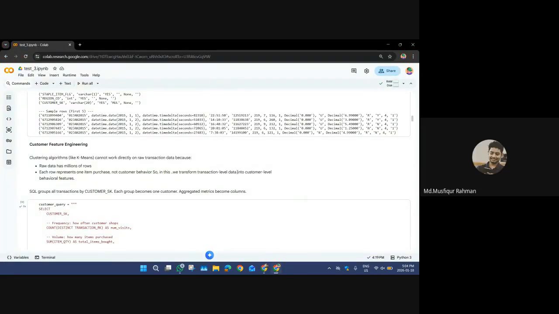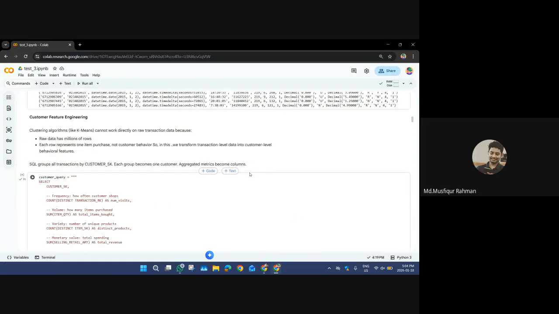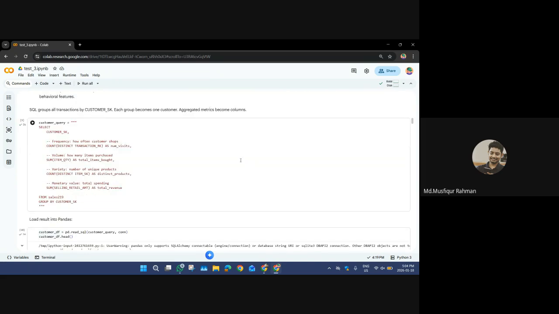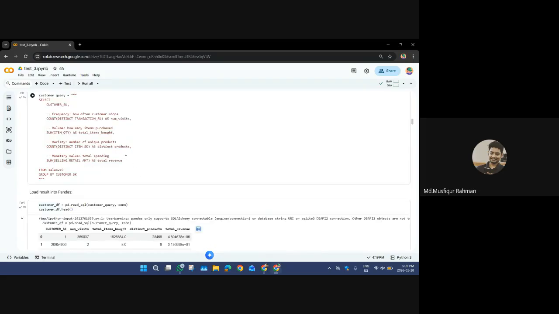So we are using the k-means clustering. The k-means algorithm cannot work directly with raw retail data because it has millions of rows with a single transaction. So we use SQL queries to group and aggregate the features, and you can see in this SQL, we counted the number of visits of the customer, the total items by the customer, the distinct products, and the total spending, the revenue.